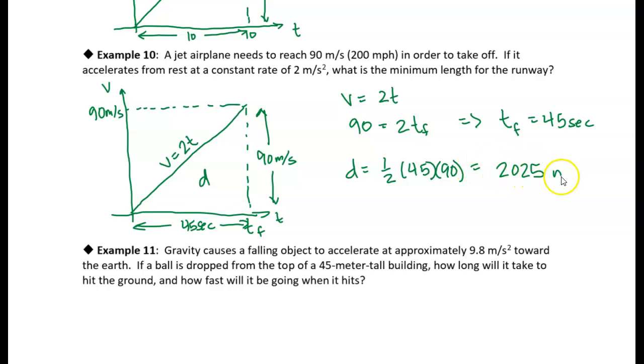2,025 meters. So our runway better be at least 2,025 meters long, because we don't want to run out of runway before we take off. You might actually want to make it a little bit longer, just in case. But that would be the minimum length of the runway.